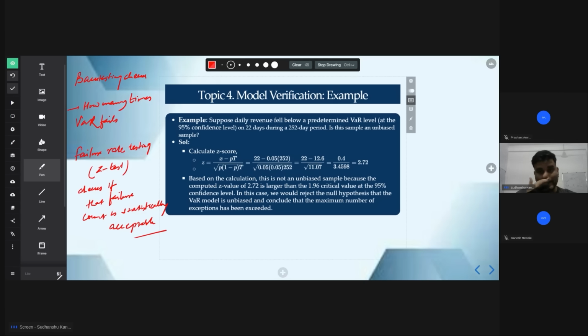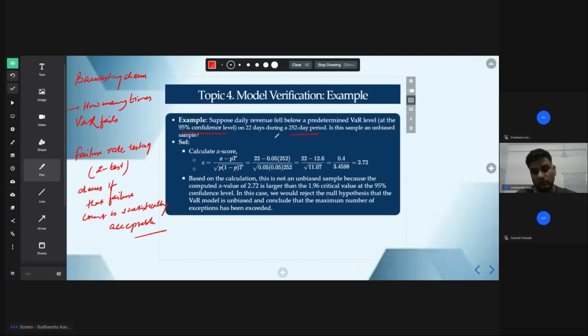Okay. Let's see the model verification example. Very interesting example. Here we are testing whether your VaR model is correctly calibrated or not. Why are we doing it? Because we need to understand whether the number of exceptions, which are the actual losses exceeding your VaR, matches what you would expect statistically. So what is told in the question? We are told that VaR is at a 95% confidence level, and there are 252 trading days.